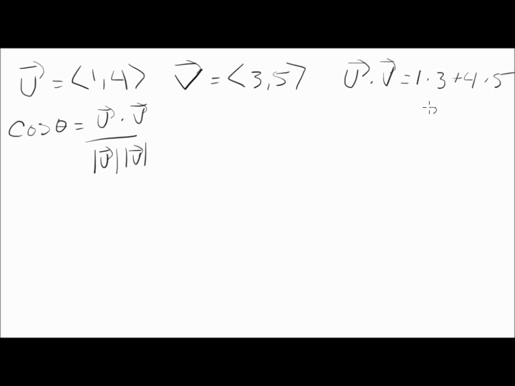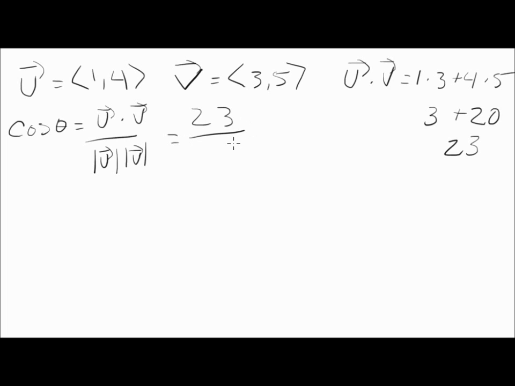We know that 1 times 3 is 3. We know that 4 times 5 is 20. So we'll have 23. Okay, so now we have the top part of our equation. We know we have 23.